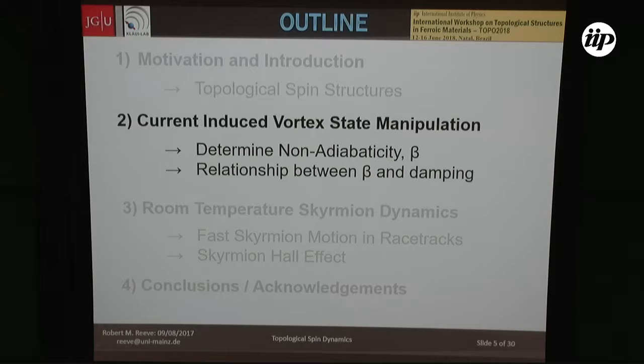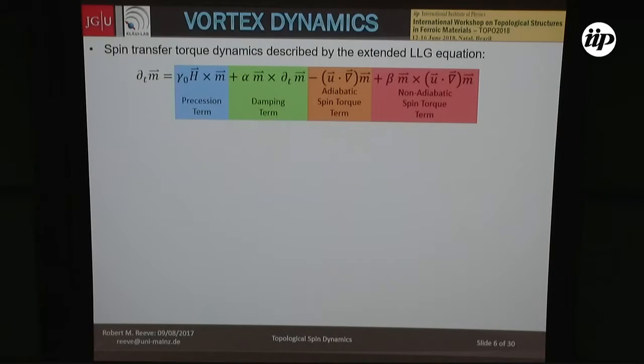So starting off on the vortex state systems, and for this work we are looking at spin transfer torque dynamics, and here we can describe such dynamics with an extended LLG equation. So we have the precession term at the start here. Secondly, we have this damping term based on this alpha, this Gilbert damping parameter. And then there are two terms due to the presence of the current, the adiabatic spin torque term and this non-adiabatic spin torque term characterized by beta.